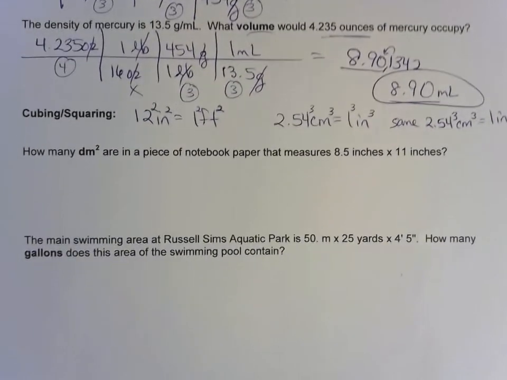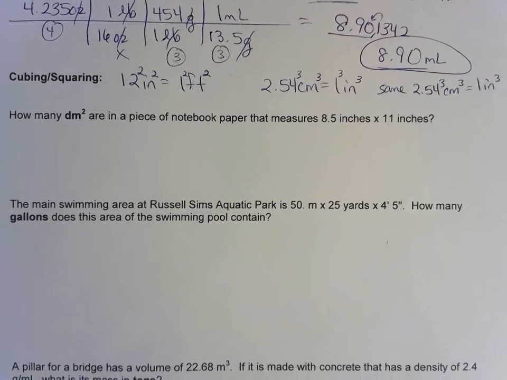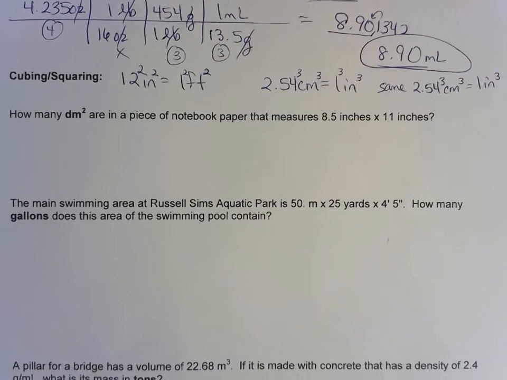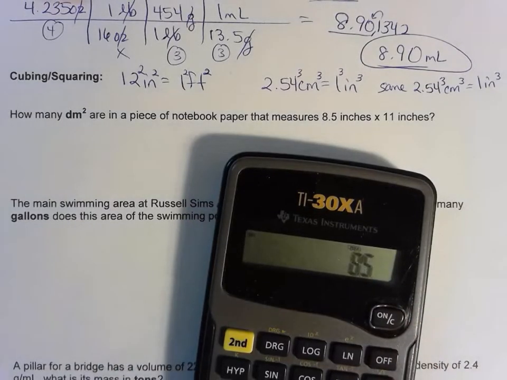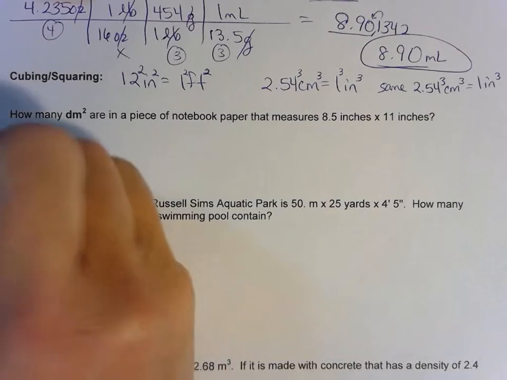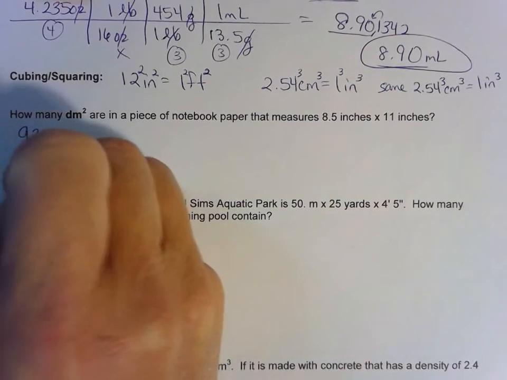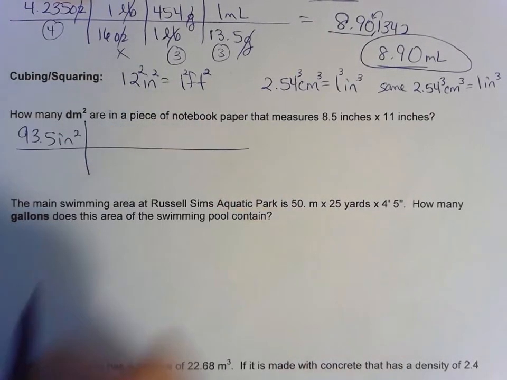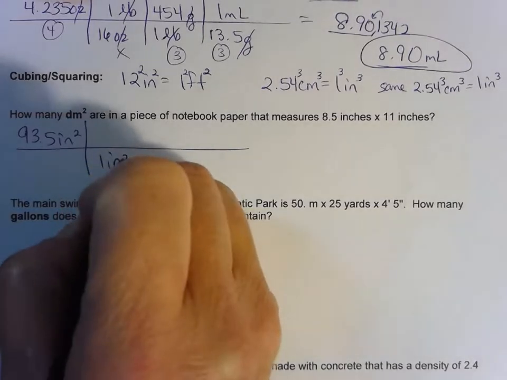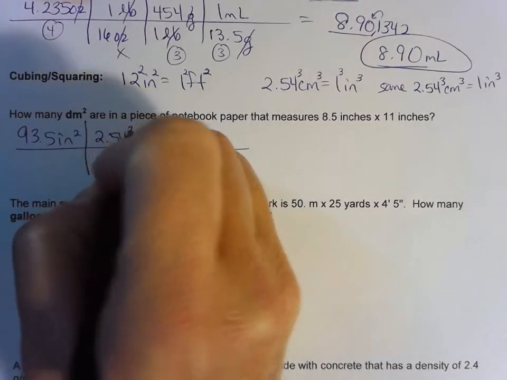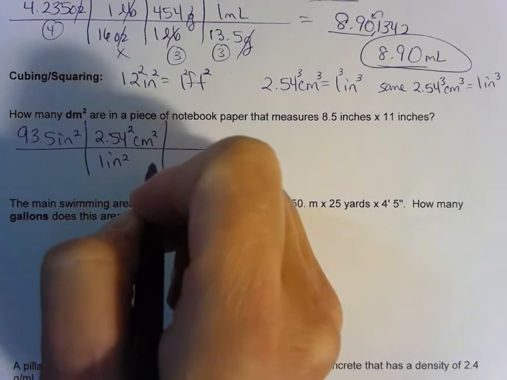Alright, let's look at a piece of paper, and if we have 8.5 inches by 11 inches, the first thing we will need to do is see what 8.5 times 11 is, and that is 93.5 inches squared. We're looking at converting inches squared to decimeters squared. I don't know an inch decimeter conversion, but I do know an inch centimeter conversion. So I'm going to say 1 inch squared is 2.54 squared centimeters squared.